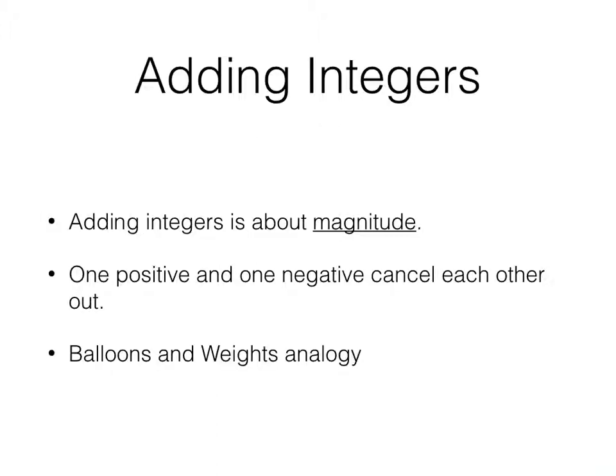Talking about adding integers, it's all about magnitude. Magnitude meaning size, the size of the positive, the size of the negative. One positive and one negative cancel each other out. That's the main way that my brain thinks this math out. One positive and one negative cancel. They disappear, so they combine to make nothing. Nothingness. Let's look at a balloons and weights analogy.